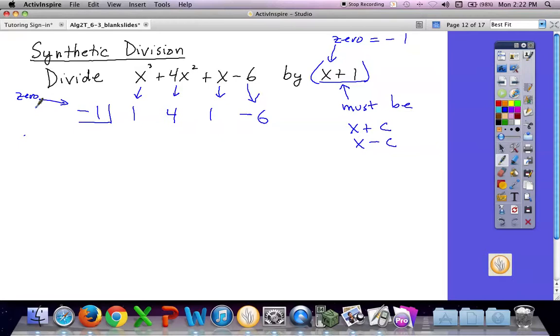Then you want to draw yourself a line underneath, leaving a space for another row of numbers, and bring down the first number, the 1, below the line. There should be nothing in between those two. That should be a blank space right there.